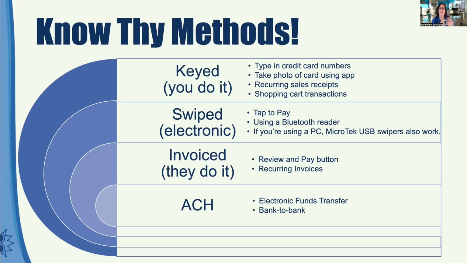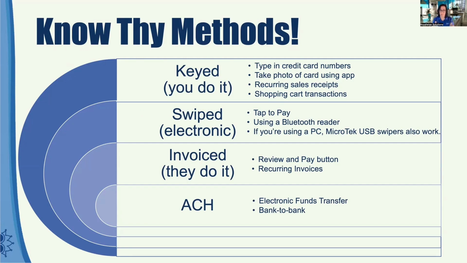You're typing the numbers into QuickBooks, or you're using the app and taking a picture of the card, or you are using a recurring sales receipt because, as we'll see, you had to put the payment information into that sales receipt. Or shopping cart transactions are also counted as keyed transactions, as opposed to swiped, which means the card is present.